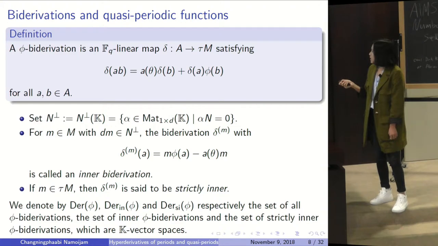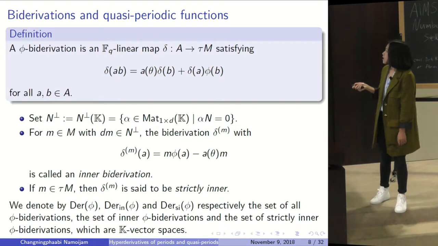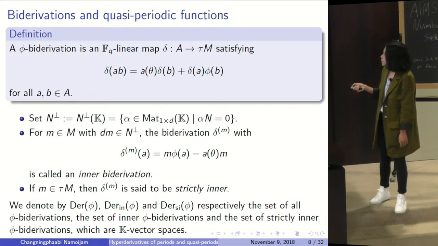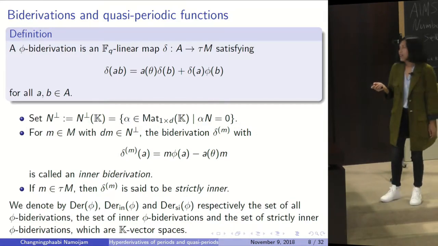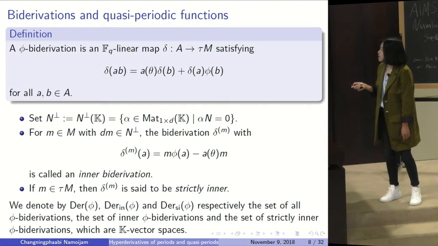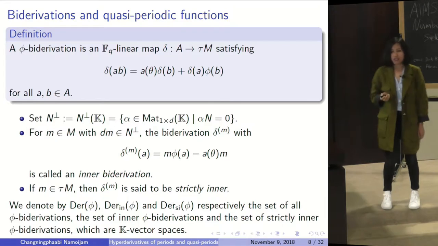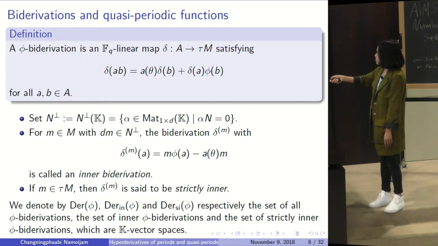So if I take an element m in my t-motive M, such that the constant, okay, so when I say d_m, I mean the constant term or the matrix formed by the constant term, is in N-perp, then the biderivation, which I denote in this way, given like this, where when I say a(theta), I mean I evaluate t at theta, is called an inner biderivation. And if in addition I have d_m to be zero, then I say that my inner biderivation is strictly inner. Okay. So I have a few notations.